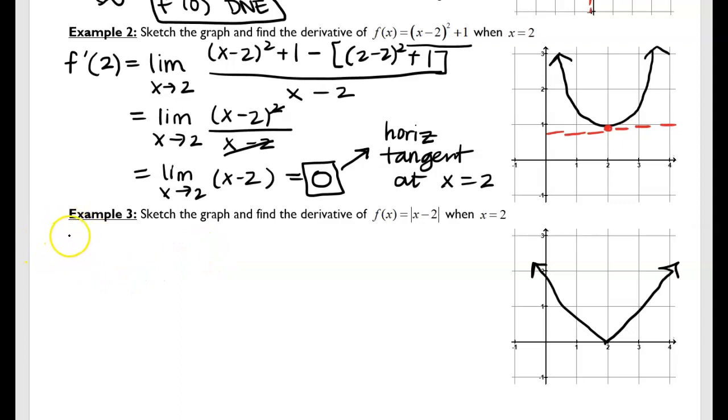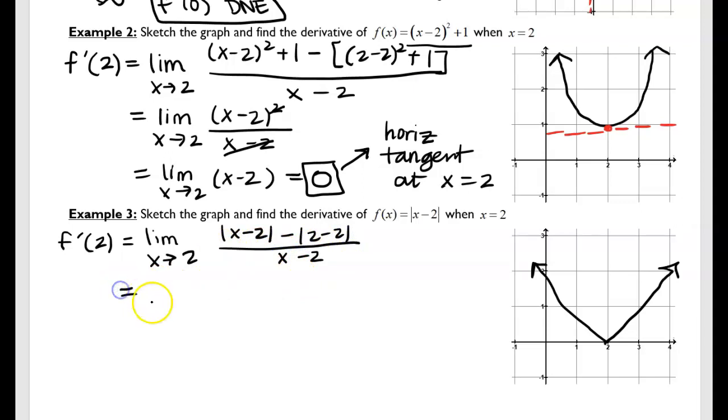Okay, so let's go ahead and actually calculate the derivative now. f prime of 2 is going to be the limit as x approaches 2 of the absolute value of x minus 2 minus the absolute value of 2 minus 2, all over x minus 2, which just gives us the limit as x approaches 2 of the absolute value of x minus 2 over x minus 2.